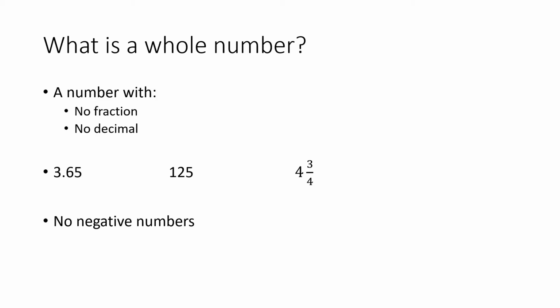As I mentioned before, a whole number is a number that does not have a fraction or a decimal. In the case of our three numbers here, we have 3 and 65 hundredths, 125, and 4 and 3/4. 125 is our whole number.